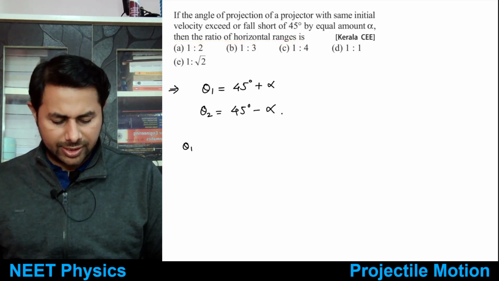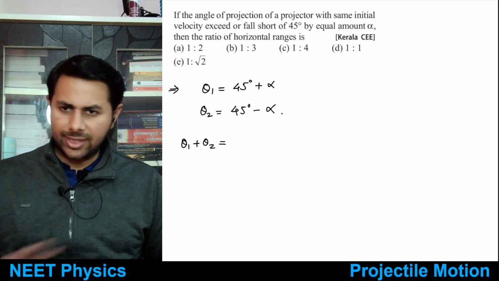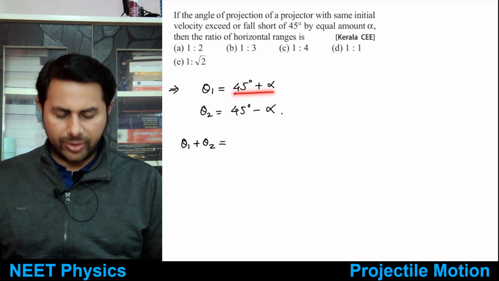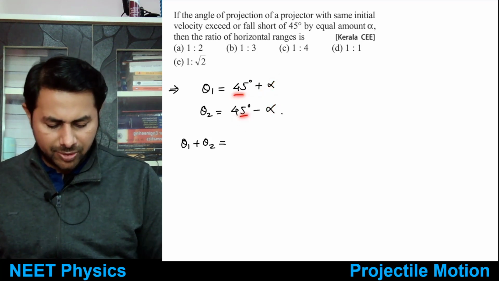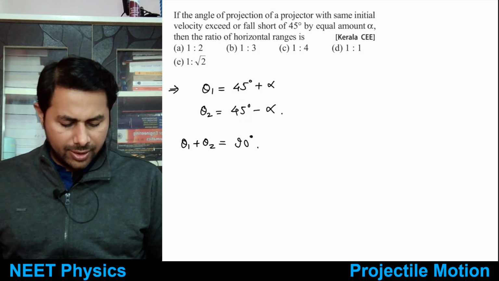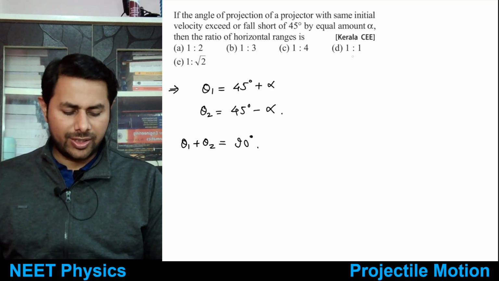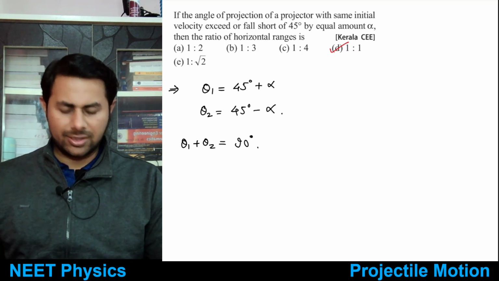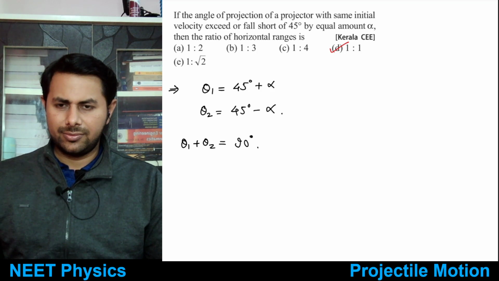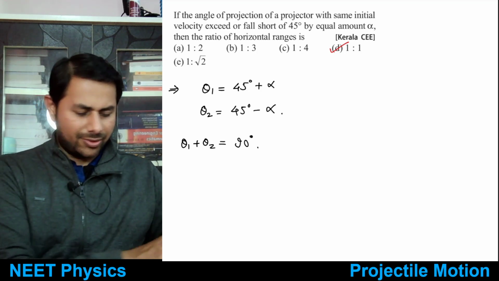So just check what is theta 1 plus theta 2. If they are giving two different angles, just check what is theta 1 plus theta 2. So 45 plus alpha plus 45 minus alpha, so plus alpha minus alpha will get cancelled out. 45 plus 45 is 90 degrees, right? So sum of these two is 90 degrees. That means what is the ratio of the ranges? It's 1 is to 1. Okay, this thing is clear? Yes, no? Everyone clear? Not clear? All right, good.